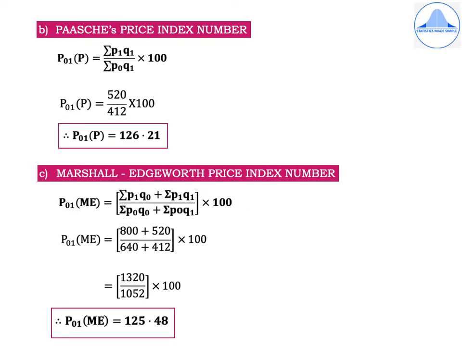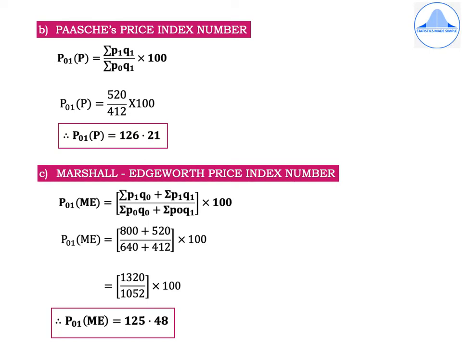Second subdivision, Paasche's price index number. Again start with summation P1 divided by summation P0, and the weights for Paasche's are Q1. So multiply the numerator and denominator by Q1. Therefore P01 of P is equal to summation P1 Q1 divided by summation P0 Q1 into 100, which is equal to 520 divided by 412 into 100, or P01 of P is equal to 126.21.